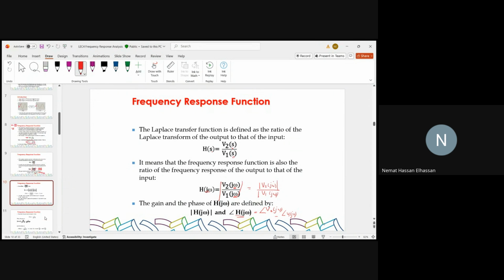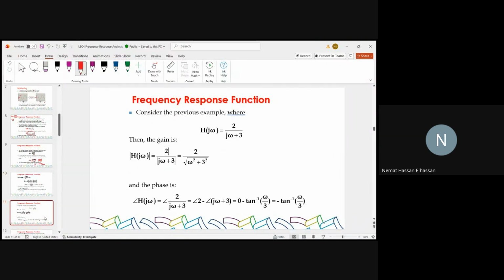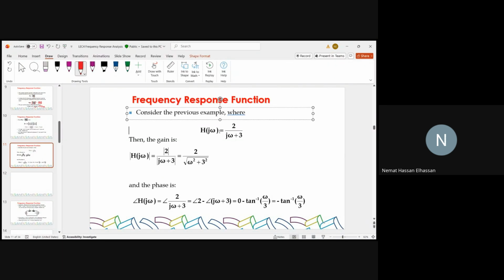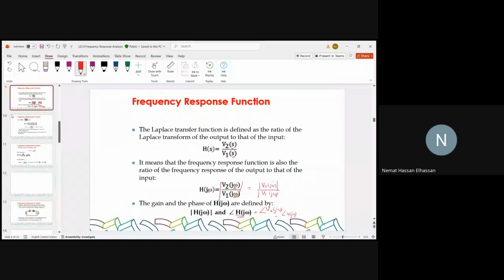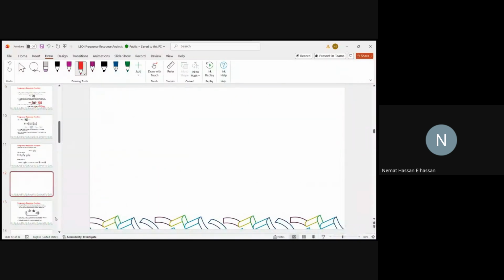So I know I'm going a little bit faster, but once we go through the examples, I think it will be more clear for you. And as usual, please let me know if you have any questions or concerns. So let's take this for an example. Let me make some space for it. Let's say that I have this Laplace transform function.